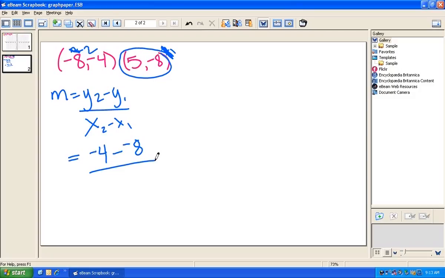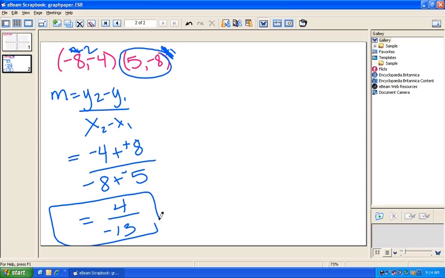So now I have to plug in my x2 value. My x from point 2 is this negative 8. So negative 8 minus, and I need the x from my point 1, which is 5. I end up with a negative 4 minus a negative 8, which is really plus a positive. So a negative 4 plus an 8 is really a positive 4. And negative 8 minus 5 is really negative 8 plus a negative 5, which is negative 13. And this is simplified. So this is my slope.